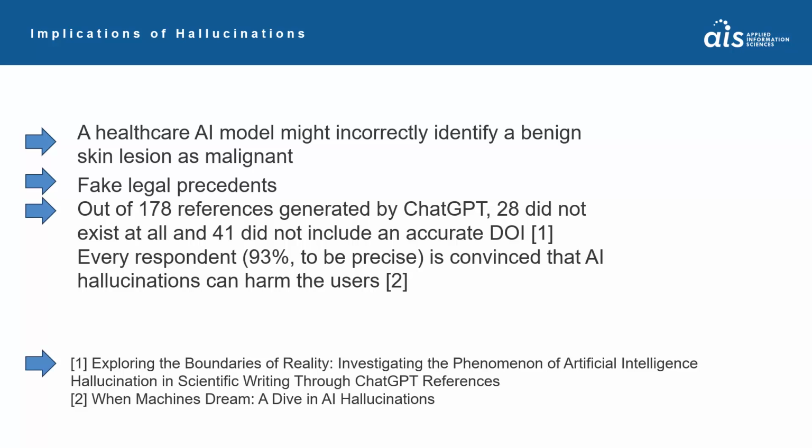Let's take a look at this study that was conducted, an extensive study where they looked for hallucinations in scientific writing, and they found that out of 178 references that were generated by ChatGPT, 28 did not exist at all, and then 41 were not accurate. And then finally, look at another study here, When Machines Dream, and they found that 93% of the people who are using these models are very concerned about accuracy and hallucination. So no question, this is a problem that is uppermost in people's minds who are using these models.